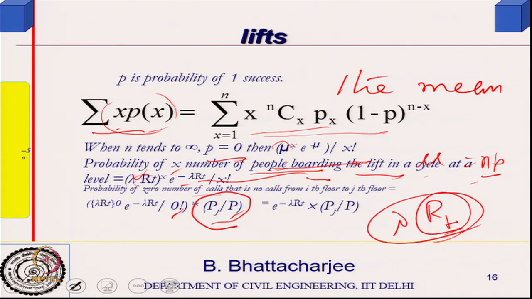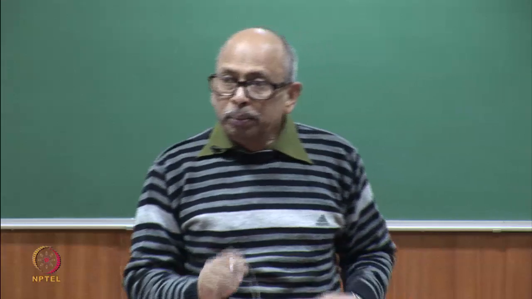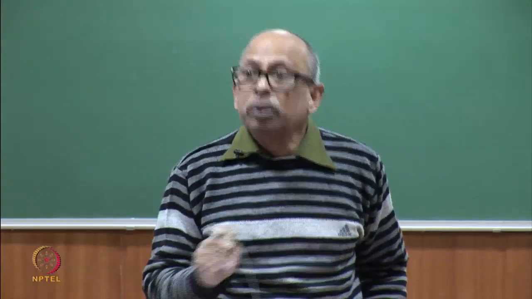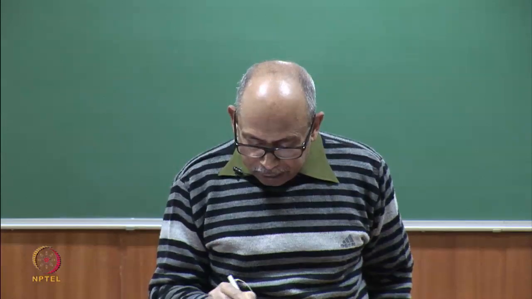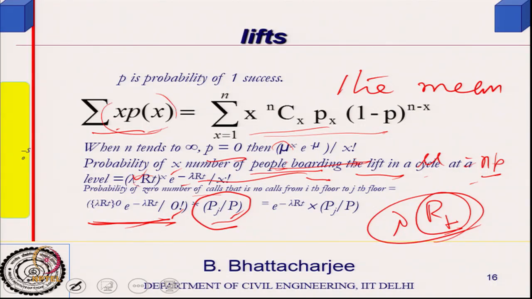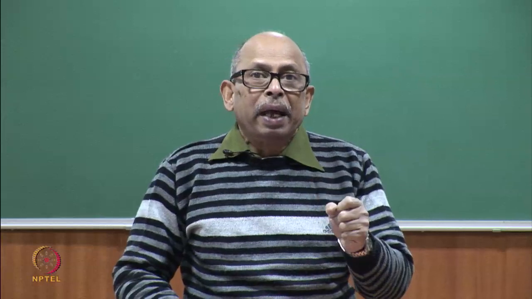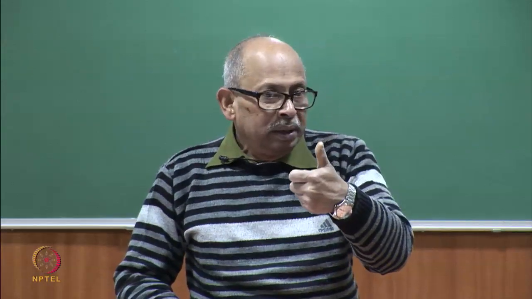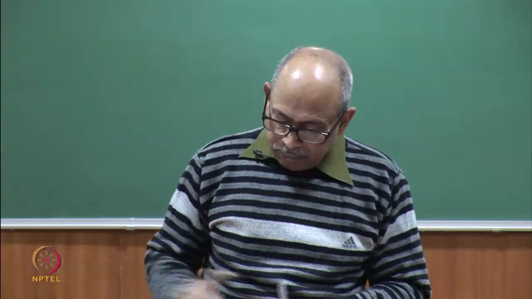So, the probability of 0 calls, that is nobody boarding from the ith floor who will go to the jth floor, is actually the joint probability of finding a person for the jth floor but nobody boarding from the ith floor. So this is 0 persons pressing for the jth floor at the ith floor, or any floor for that matter. This would simply be e to the power minus lambda RT Pj by P. That is the probability of finding no person at any floor pressing for the jth floor. This is the concept we are using.